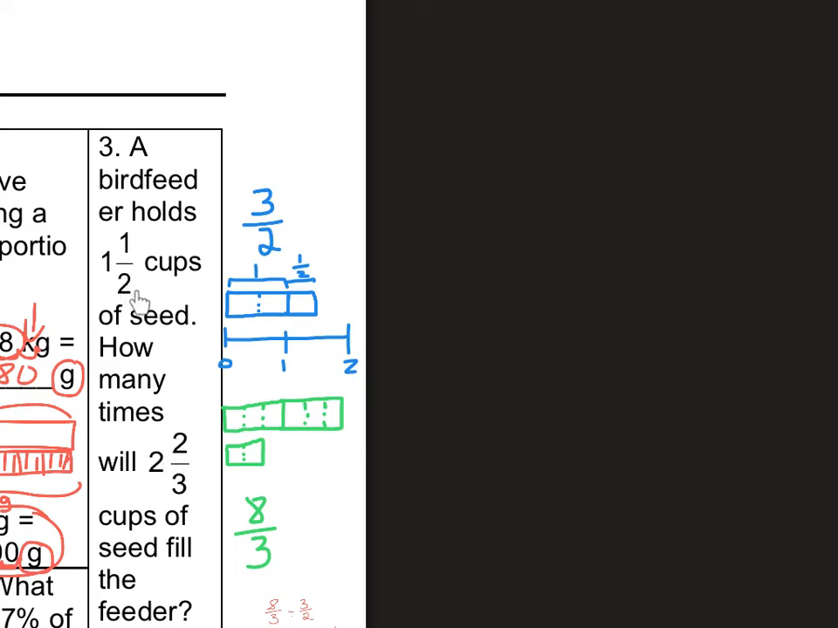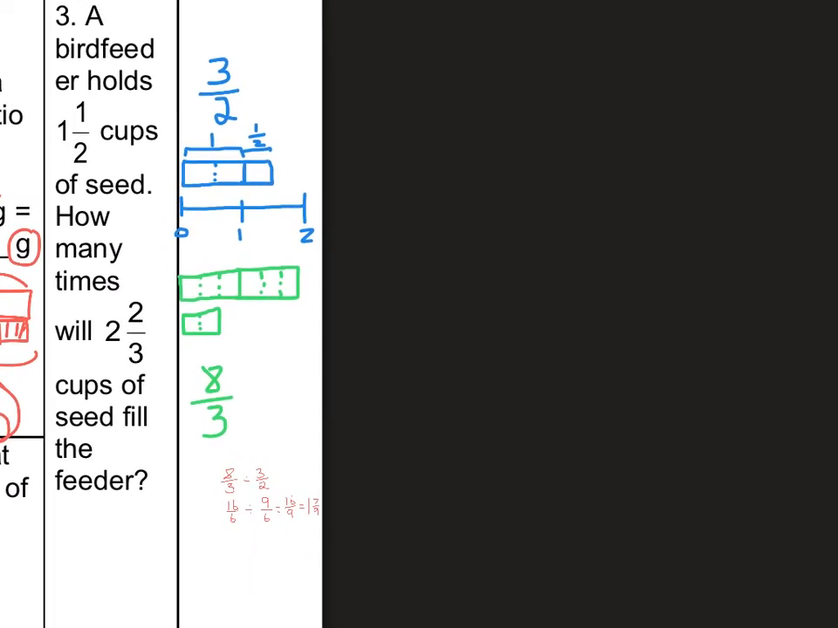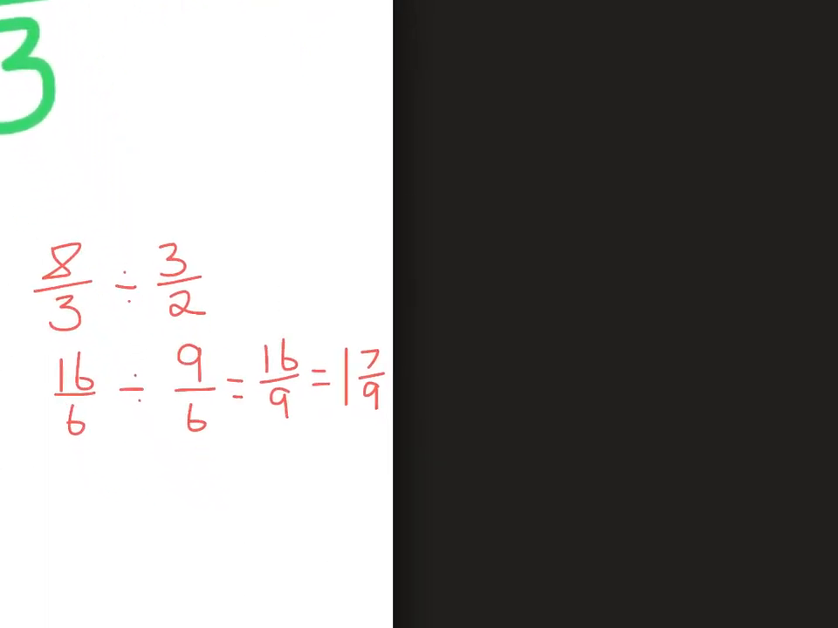But then the question is, what can I do to set this up mathematically or algebraically? What am I doing with this and with this picture? And I know some of you are probably thinking, well, if this is our whole and we're trying to put it into this, how do you do that? Well, you don't. We're not putting all of this into this at once. We're asking, using this 2 2/3 cups of seed, how many groups of 1 1/2 can we make? What kind of question is it when you have a total or a whole and you're breaking it into equal groups? That's division. So we are dividing 8/3 into groups of 3/2.